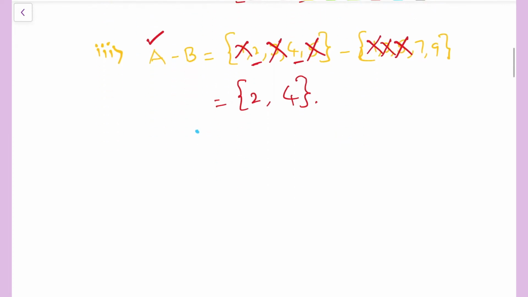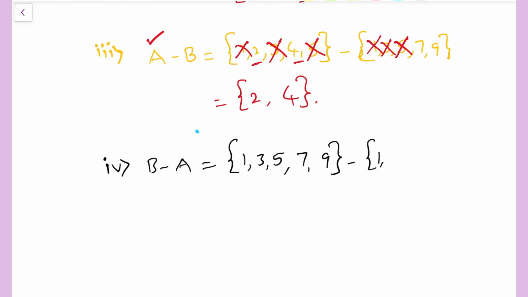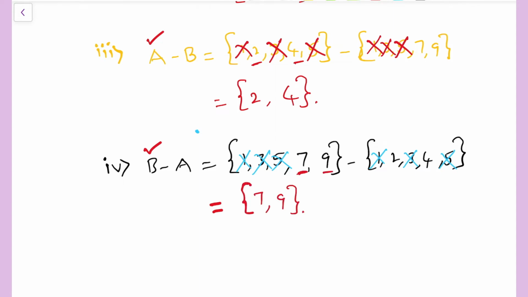Next coming to B minus A. In set B we have 1, 3, 5, 7, 9, minus, in set A we have 1, 2, 3, 4, 5. First remove all the common elements. 1 is common, then 3 is common, then 5 is common. Now we are finding the value of B minus A, right? So only from set B we need to write the remaining elements. So those are 7 and 9. So 7, 9 is B minus A.